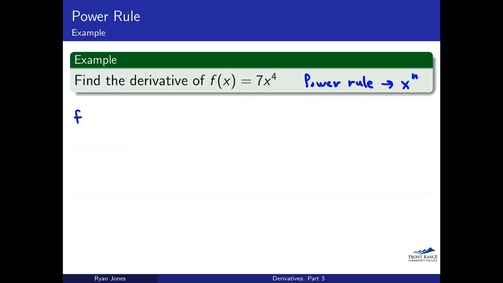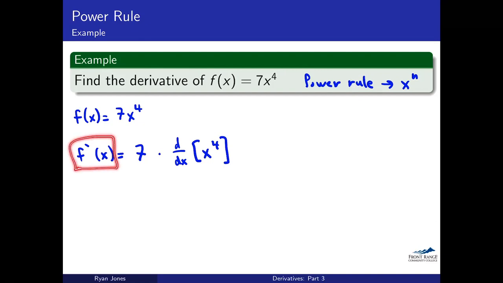So if I have f of x equals 7x to the 4th, what I can do is say f prime of x is going to be equal to 7 multiplied by just whatever the derivative of x to the 4th is. I'm not actually doing it yet. I'm just saying that I have to take the derivative, right? You can see this sort of mixing of notation that I'm using. I'm saying, hey, my derivative is equal to 7 times whatever my derivative of x to the fourth is. And that's me using the constant property there.